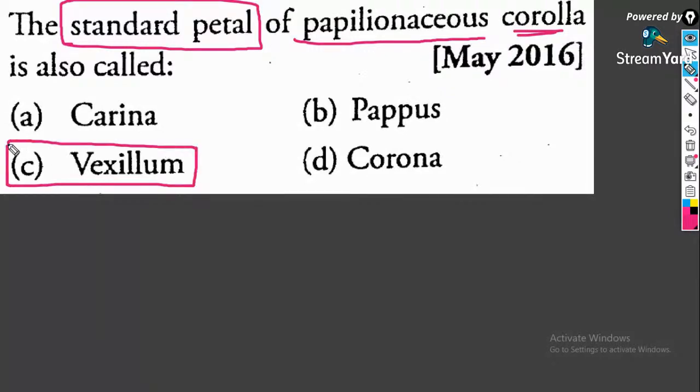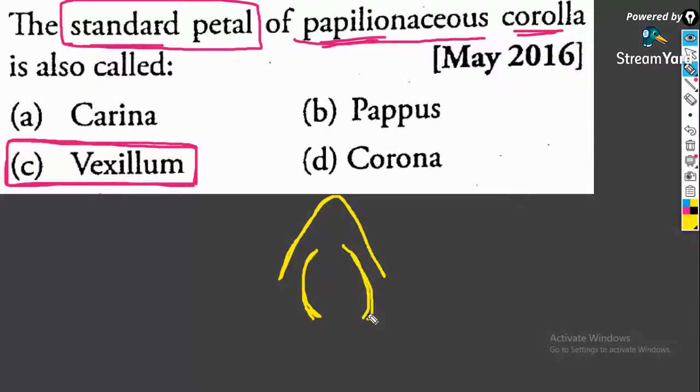The correct answer for the question is vexillum. Vexillum is known as a standard petal in the case of the papilionaceous family. You have studied like this. I don't know whether I would get the diagram correctly since I am drawing with this. A standard outer petal, then 2 internal petals along with 2 other petals. Like this. So this outermost petal, you will call it a vexillum. Hope it's clear.